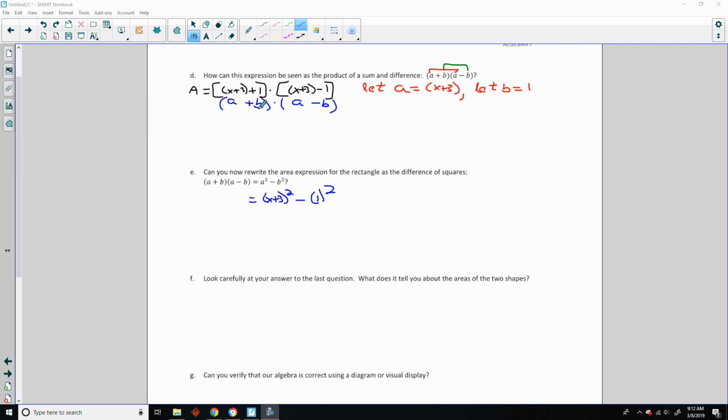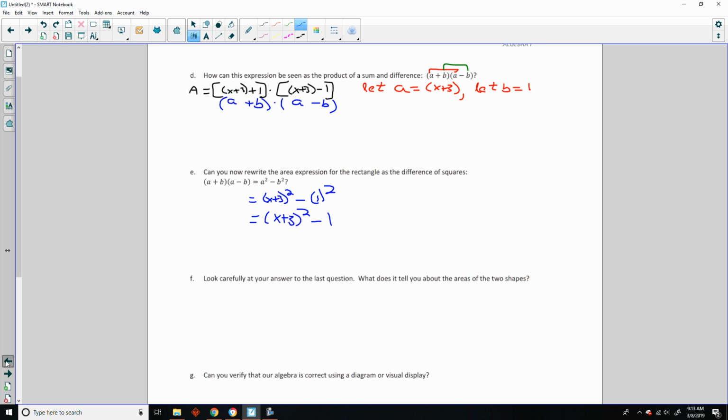Okay. So since 1 squared is just 1, my answer would be x plus 3 squared minus 1. F. Look carefully at your answer to the last question. What does it tell you about the areas of the two shapes?